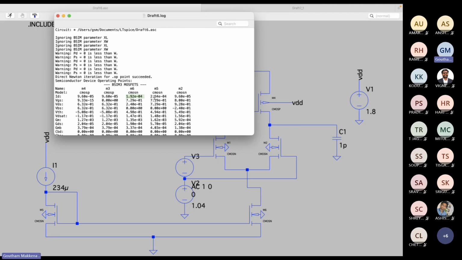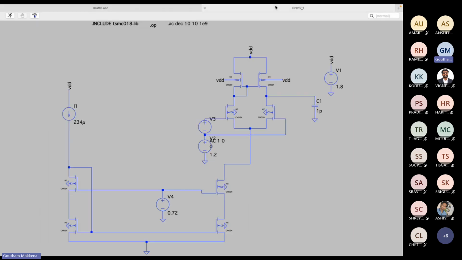But what is it supposed to be? It is supposed to be 234 microamperes. Yes or no? Are you able to see? Yeah, so this is a much better design. Are you able to see?